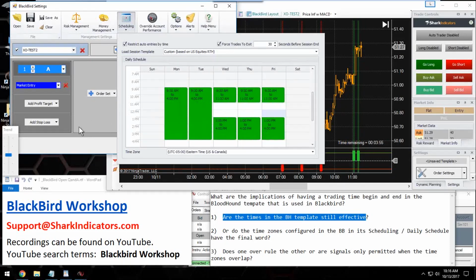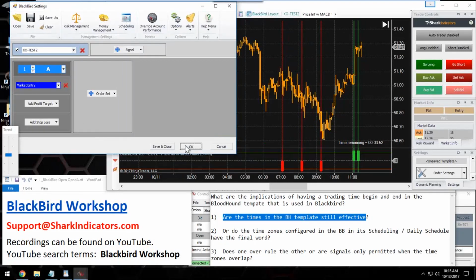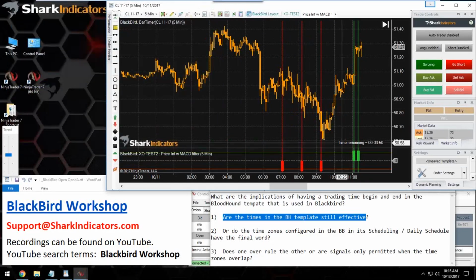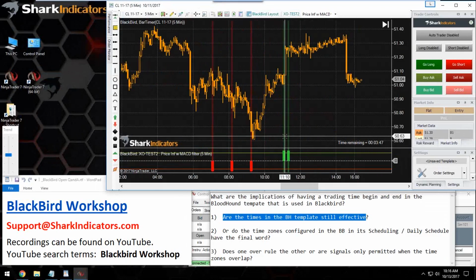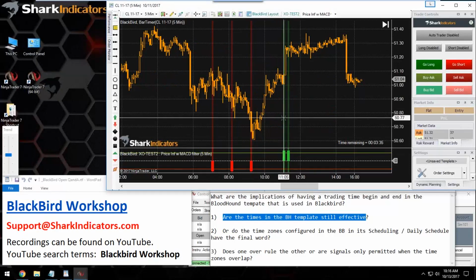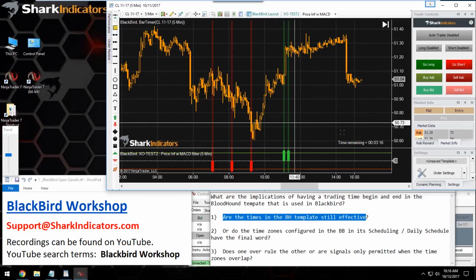So let's see. So 11 and 12. Is there a signal between 11 and 12? Yeah. So right here, there's a signal at 11:05 and 11:20. So those BloodHound signals are still there, right? So Blackbird did not affect those BloodHound signals. They're still there. It's just that Blackbird will ignore these signals because the scheduler has removed this trading time. All right.